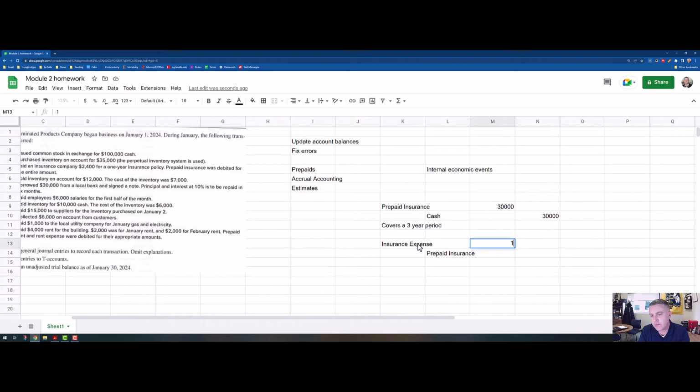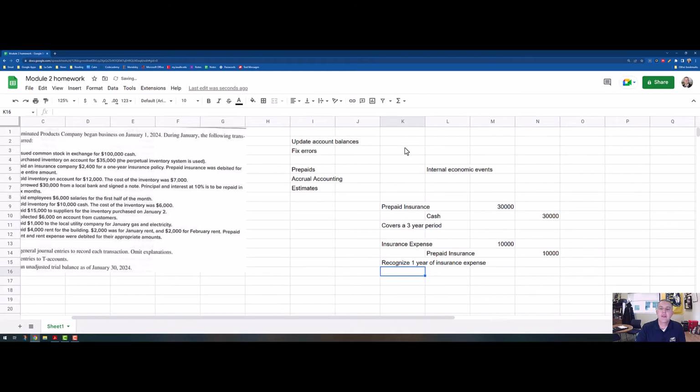And so, I'm sorry, this is for 1 year. So I'm going to say $10,000. 3-year policy, $30,000. 30,000 divided by 3 is 10. So recognize 1 year of insurance expense. All right, that's what's going on here.